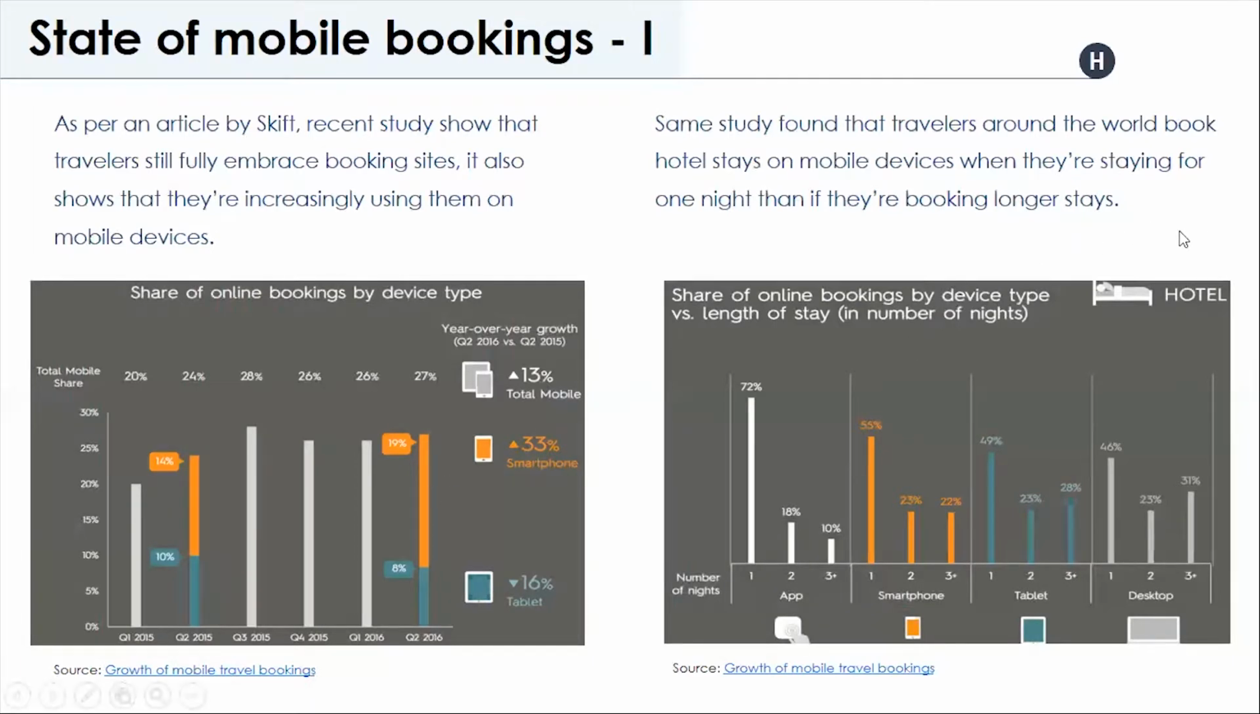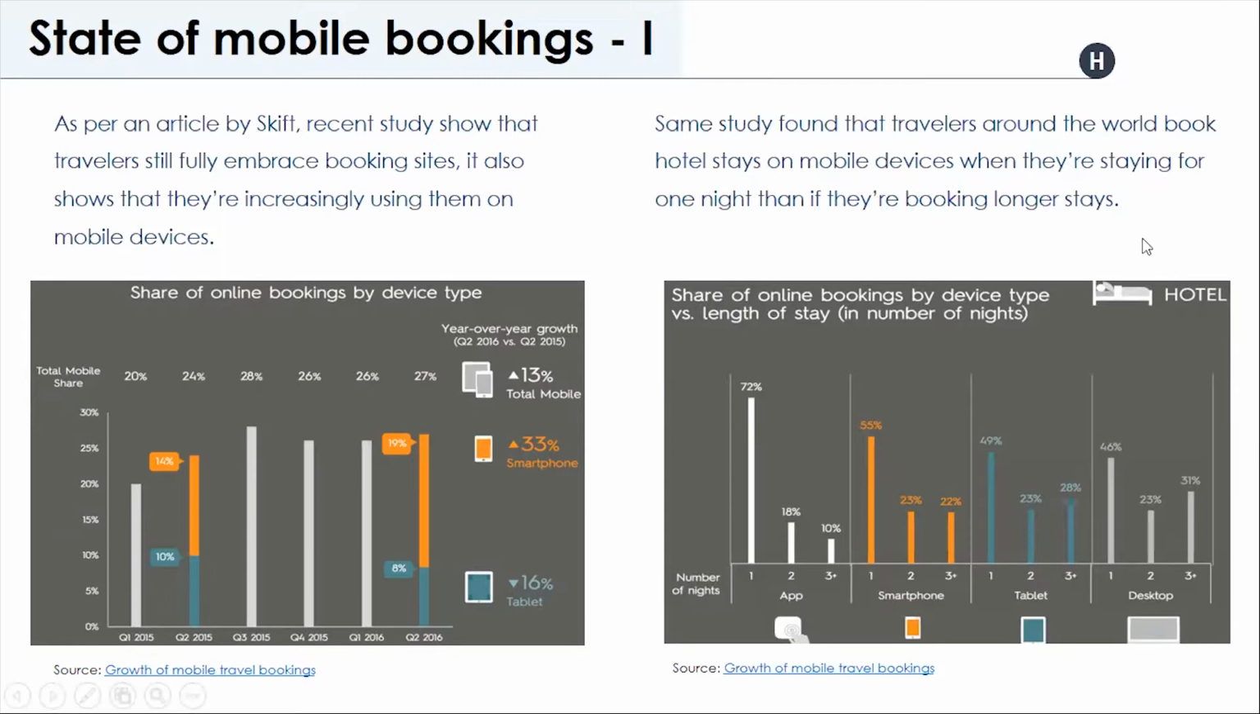This is showing that the mobile device, whether it be a tablet or a smartphone, bookings are increasing on that, and it is increasing very aggressively. The tablet is not so used, but the smartphone is increasing very aggressively.